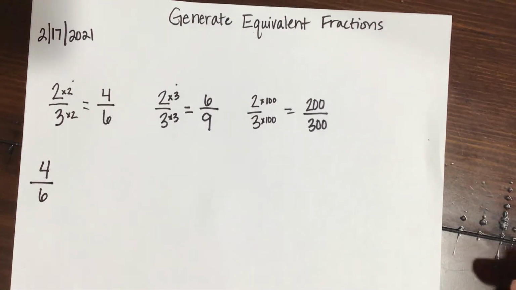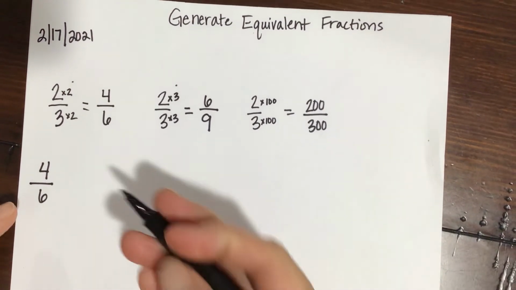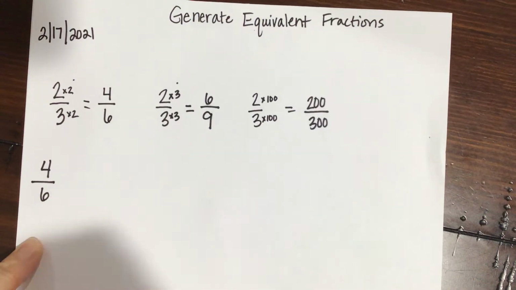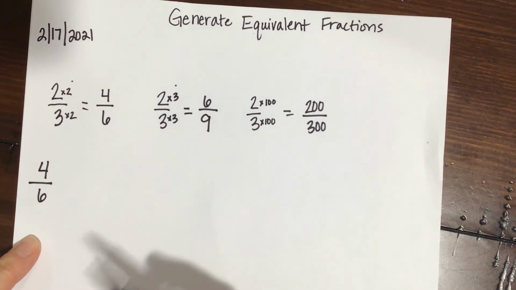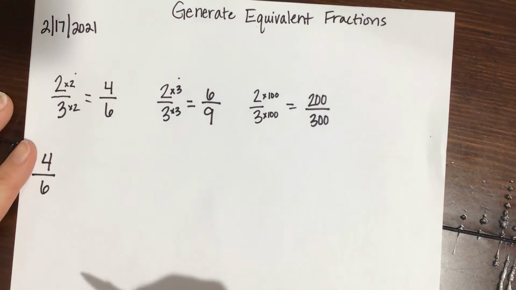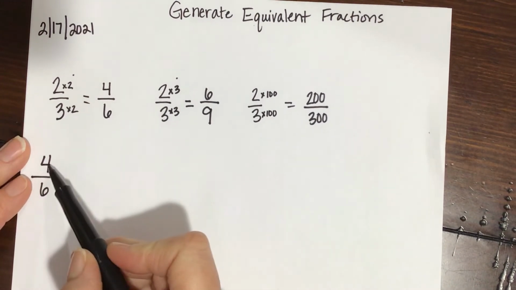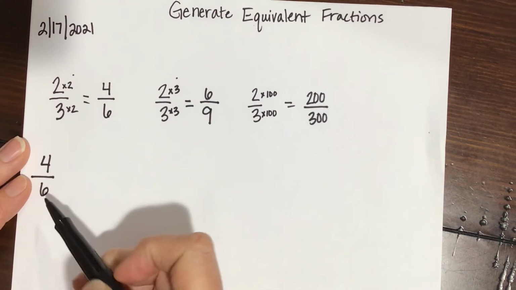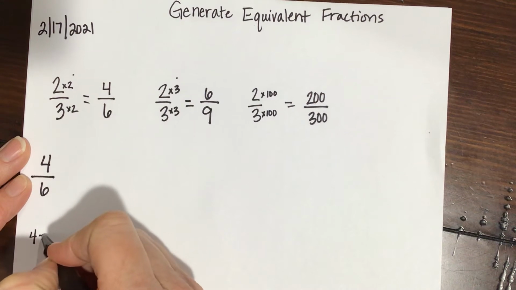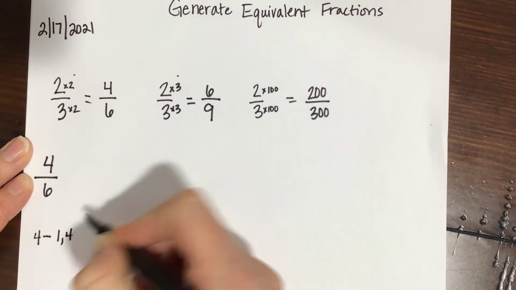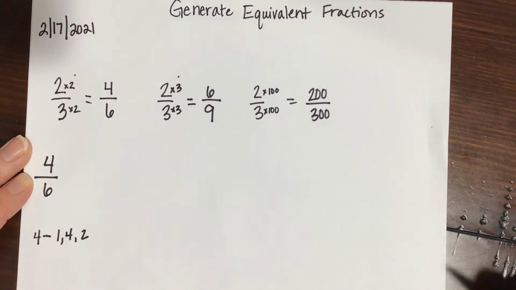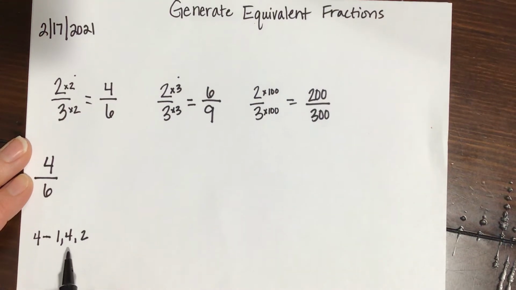Now, sometimes you can divide to find an equivalent fraction. What can 4 and 6 both be divided by? What we're really looking for here are the factors. 1 times 4 equals 4. And 2 times 2 equals 4. So 4 has 3 factors: 1, 4, and 2.